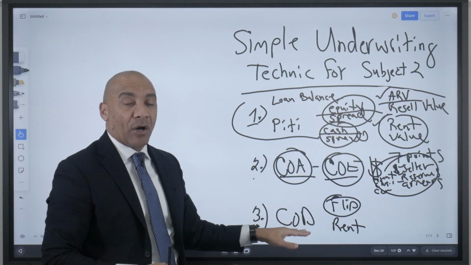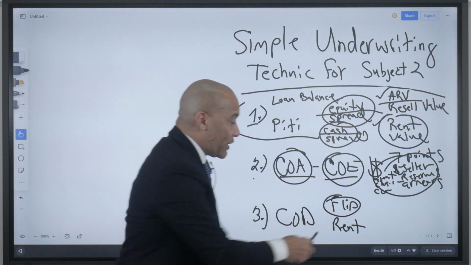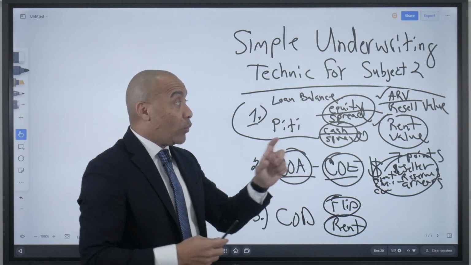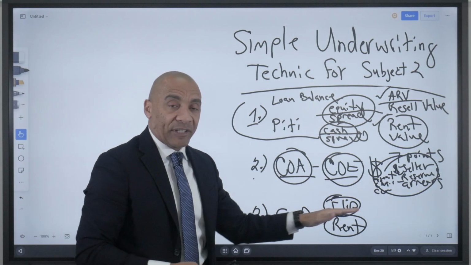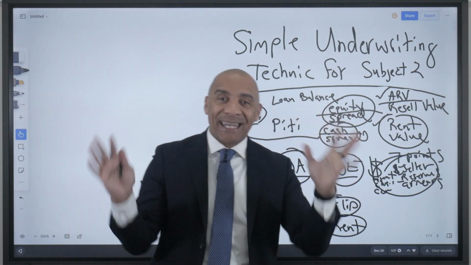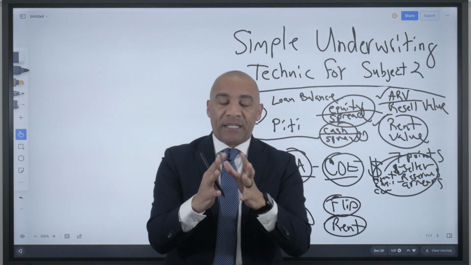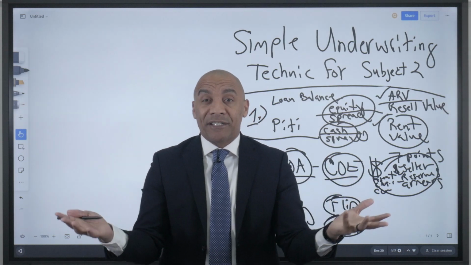And then I want to look at my cost of disposition. How much is it going to cost for me to flip it? Or if I rent it, what are the costs associated with renting it? And then what my return on investment is going to be based on flipping or renting. Again, this is not everything. This is just a simple underwriting technique, particularly for subject to deals, in which you can use this for seller finance or any conventional deals.